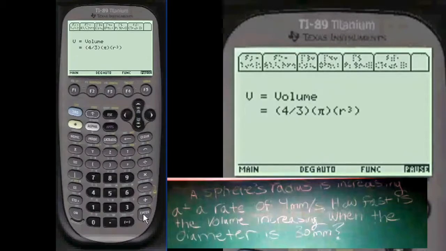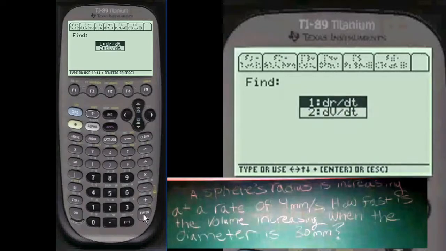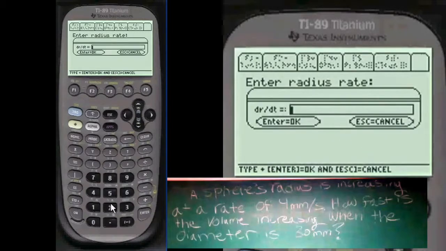And in the problem that was on the YouTube, you're asked to find dV dt. In other words, how much is the volume changing with a change in radius. And so we're going to choose number 2 to do that. And the radius rate that they give you is 4, so to enter anything into these entry lines in any of my programs, you have to press alpha first, alpha 4.